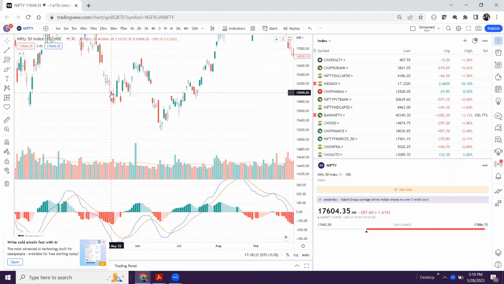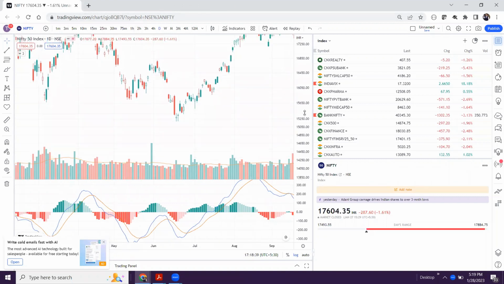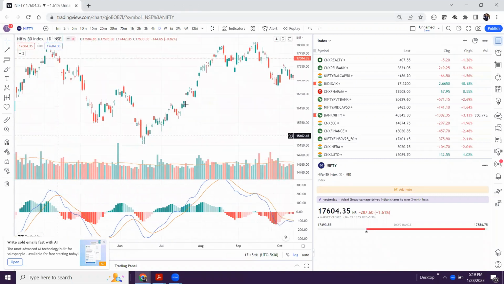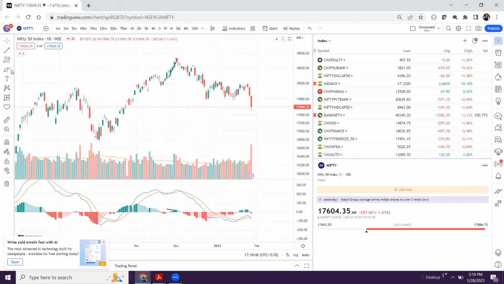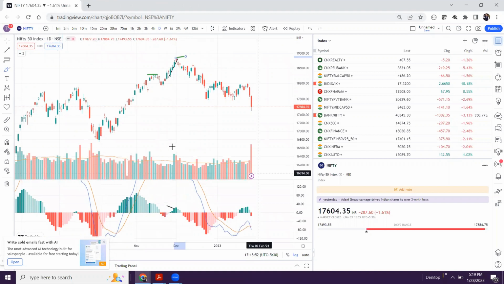Today's topic is how to find the top and bottom using divergence. Let us first explain what is divergence. This is the Nifty chart, daily chart. And if you see at this moment, if you compare this swing with this swing, there is a divergence.